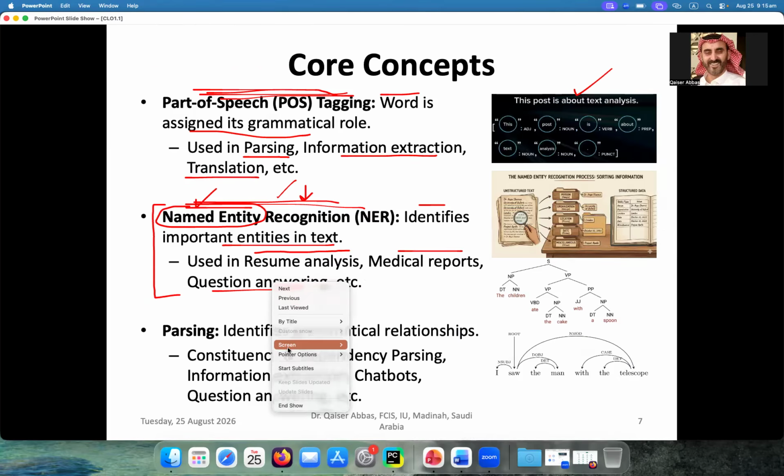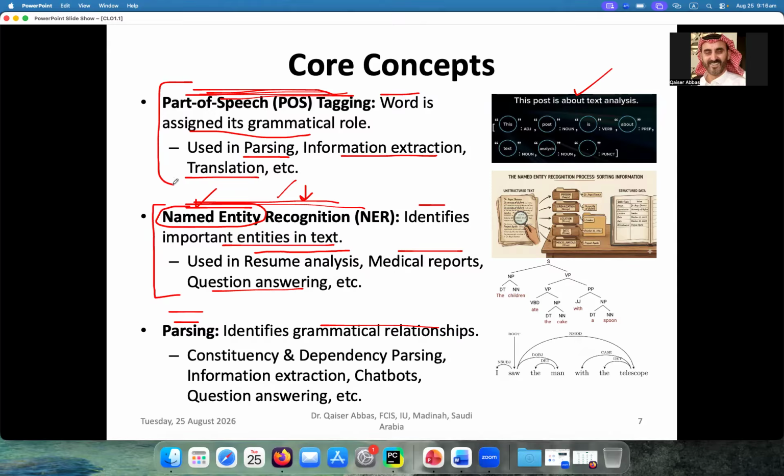Now, what is parsing? Parsing will identify grammatical relationships. What is grammar here? Different categories of words: nouns, adjectives, verbs, adverbs. But this is not the only thing that you can call grammar; grammar has many concepts in it. So parsing is the process that identifies grammatical relationships.